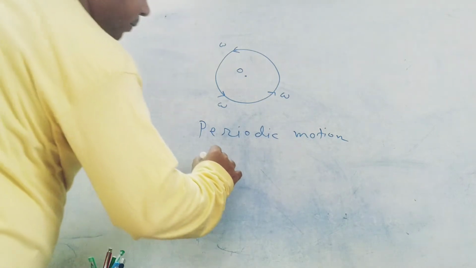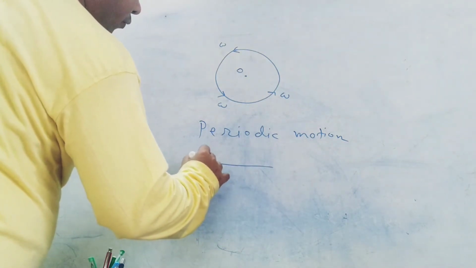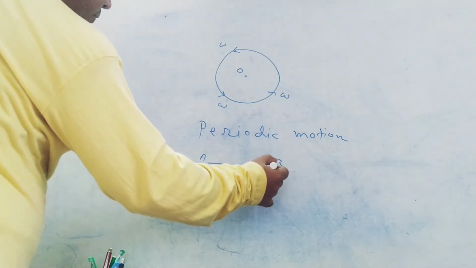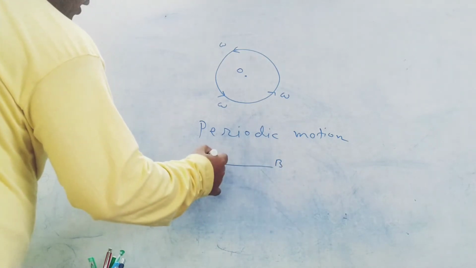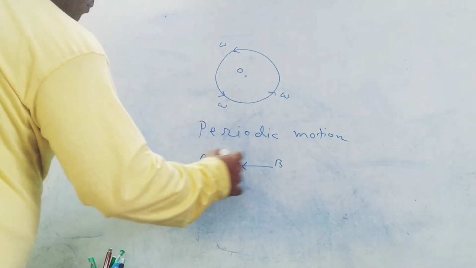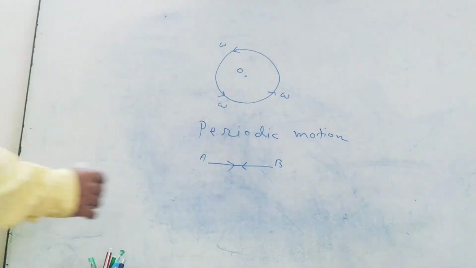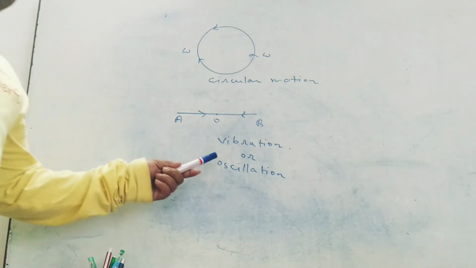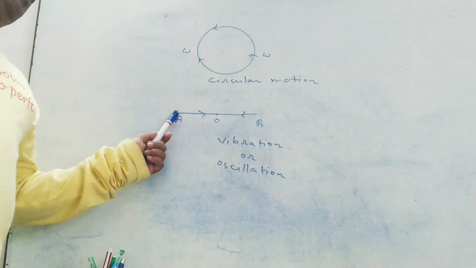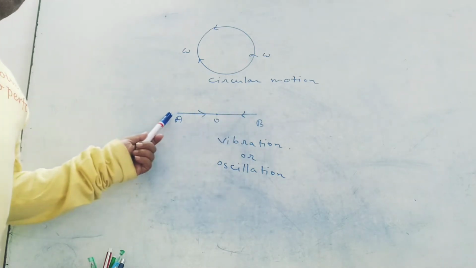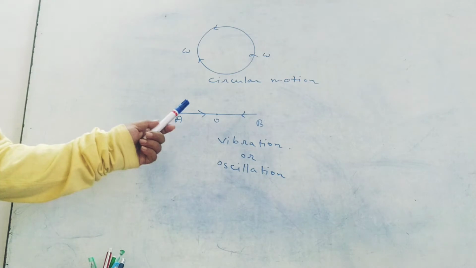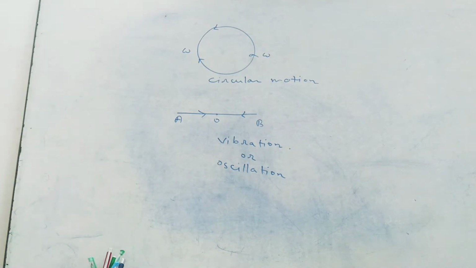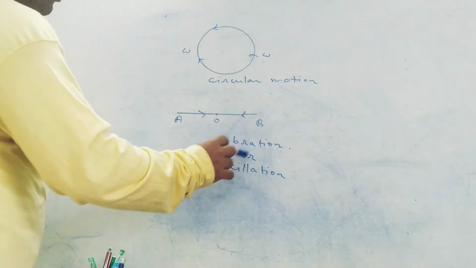When a particle moves from a point A to another point B and comes back from B to A after some time, then this motion is also periodic motion. Next, what is vibration or oscillation? When a particle moves along a straight line and executes a periodic motion with respect to a point or midpoint, then this motion is known as vibration or oscillation.